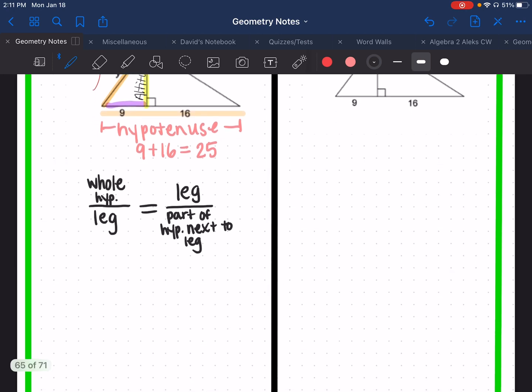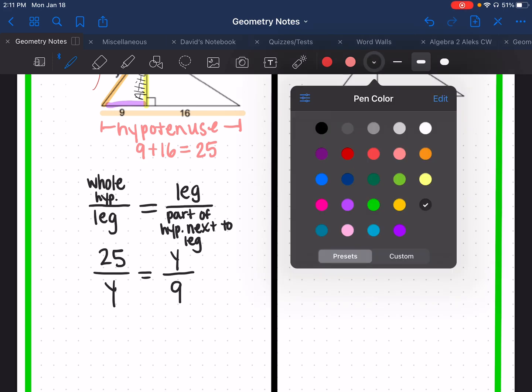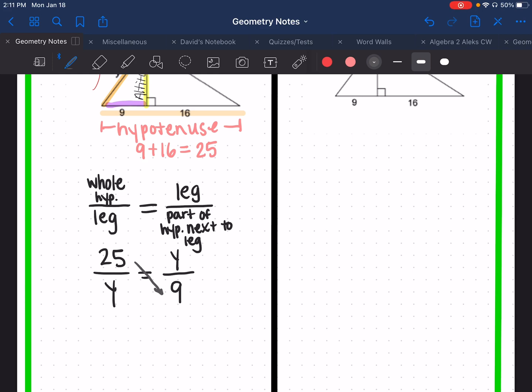So if I look at it again, my leg was labeled Y. So I'm going to put Y and Y. My whole hypotenuse is 25, and the part next to it is 9. So why is the 16 there? Well, the 16's there just to help you find the 25. That's why it's there. All right, now you're just going to cross multiply because that's how we solve these. Y times y is y squared, and 25 times 9 is 225.